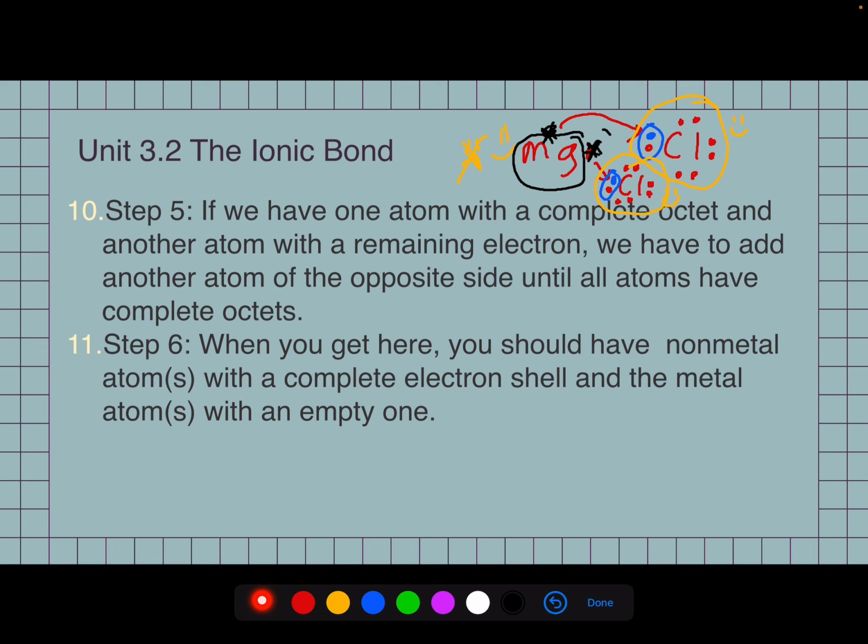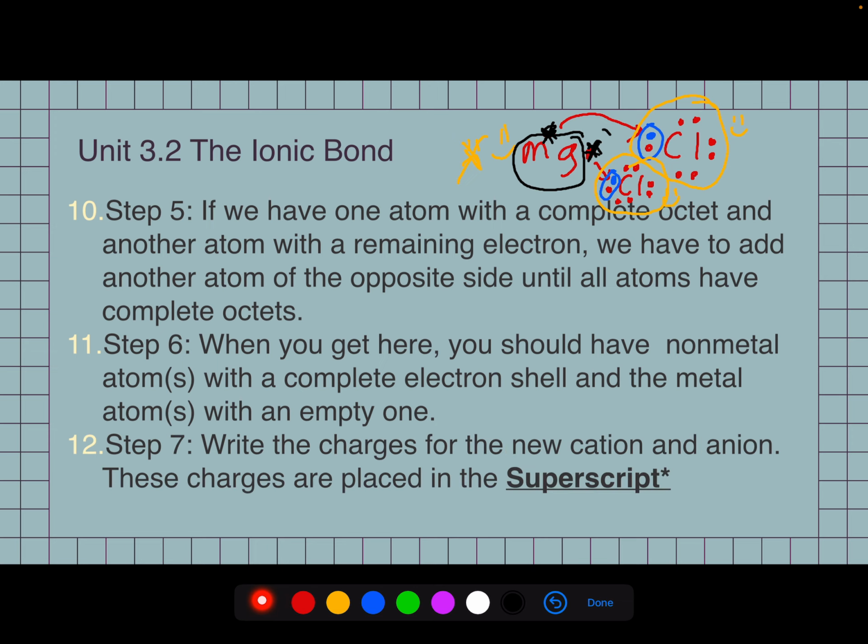Now, the next step here is step 7. So what we want to do is write the charges for the new cation and anion. These charges are placed in the superscript. Okay. So what we have here is the charges.